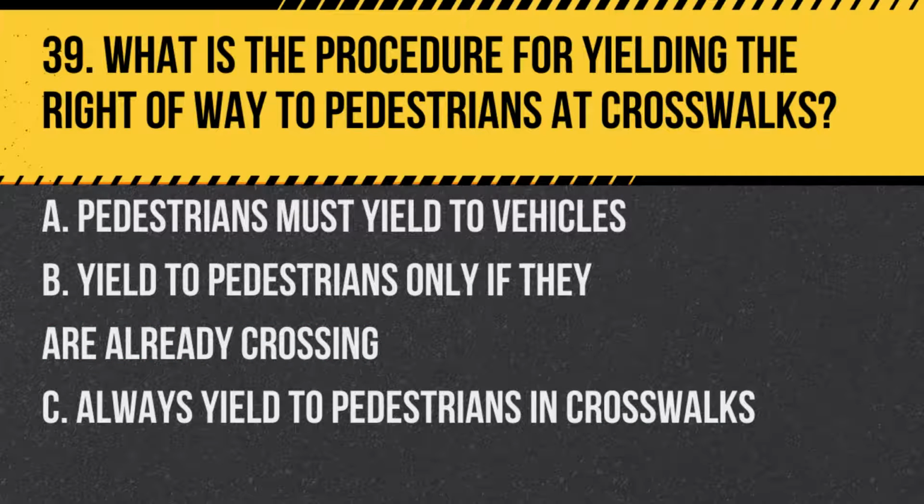Question 39. What is the procedure for yielding the right-of-way to pedestrians at crosswalks? A. Pedestrians must yield to vehicles. B. Yield to pedestrians only if they are already crossing. C. Always yield to pedestrians in crosswalks. Answer: C. Always yield to pedestrians in crosswalks. Drivers must yield the right-of-way to pedestrians in crosswalks, whether they have already started crossing or not.